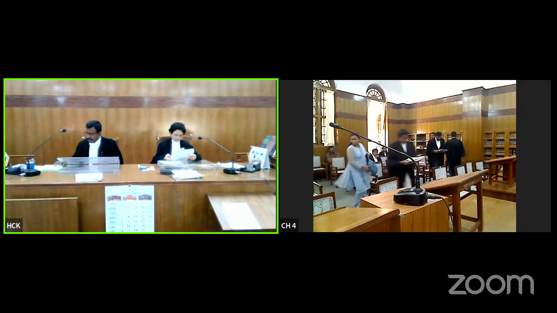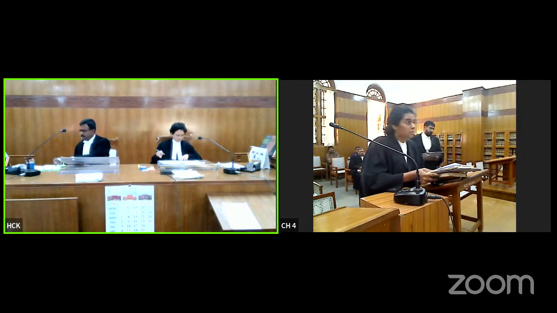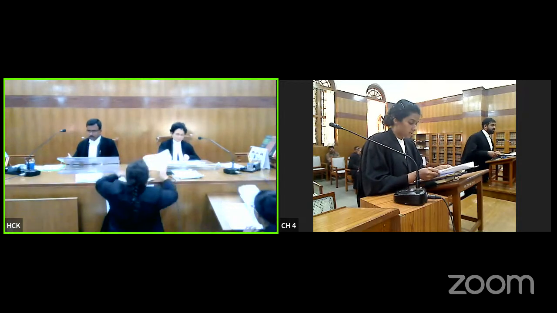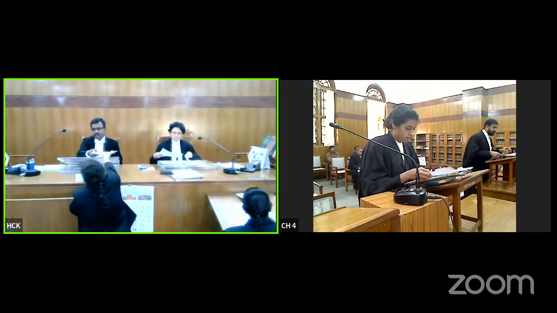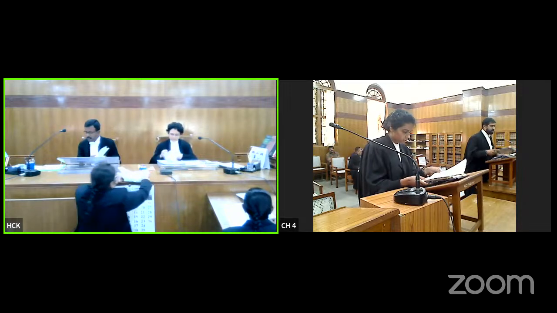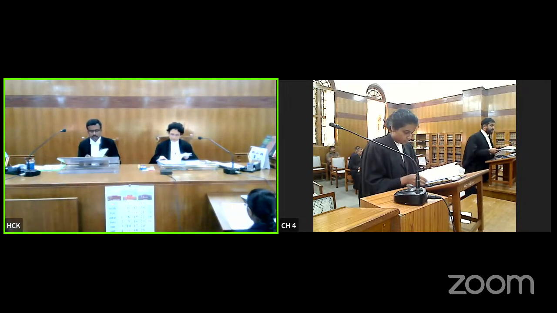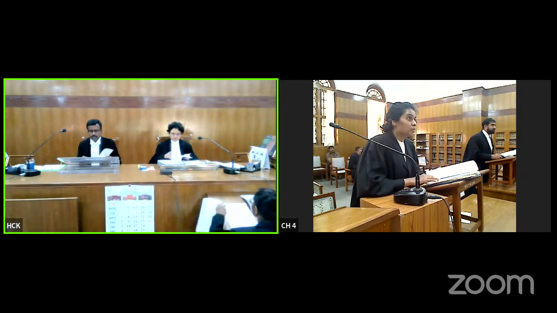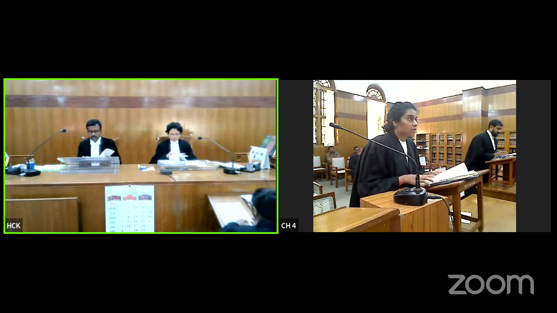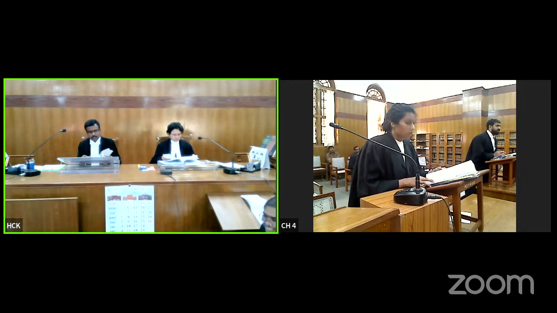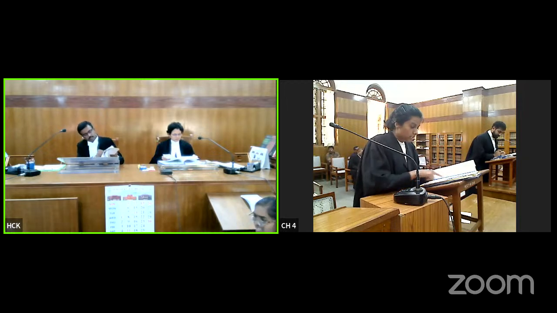Gopal Krishnayan, P.V. Raju. Is it only on the quantum, or are PCRs required? What is the award? Is notional income taken? Is there actual income proof or not?